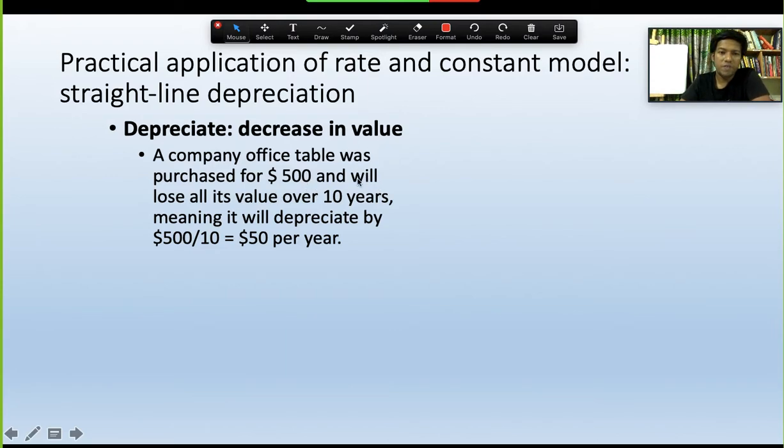A company office table was purchased for $500 and will lose all its value over 10 years. So that means they bought a table, and after 10 years, the table will lose its value. So $500 in 10 years means every year, it will lose $50.